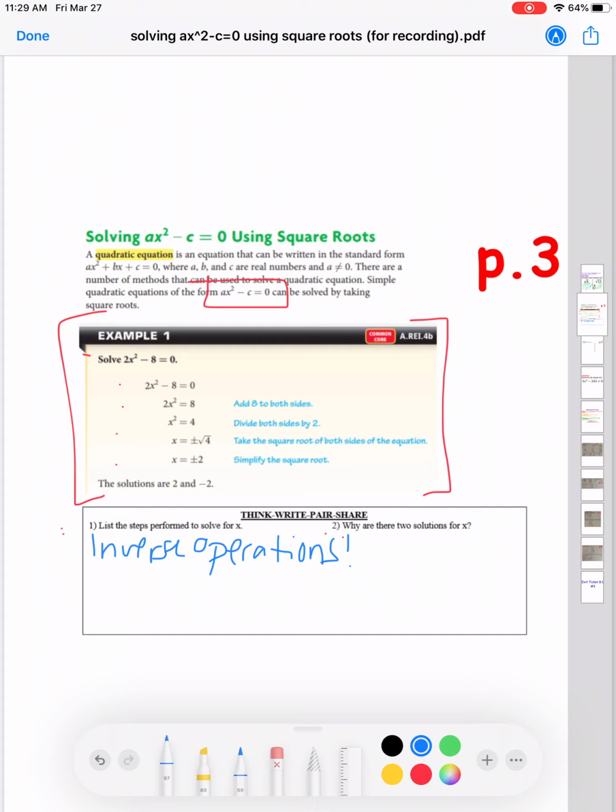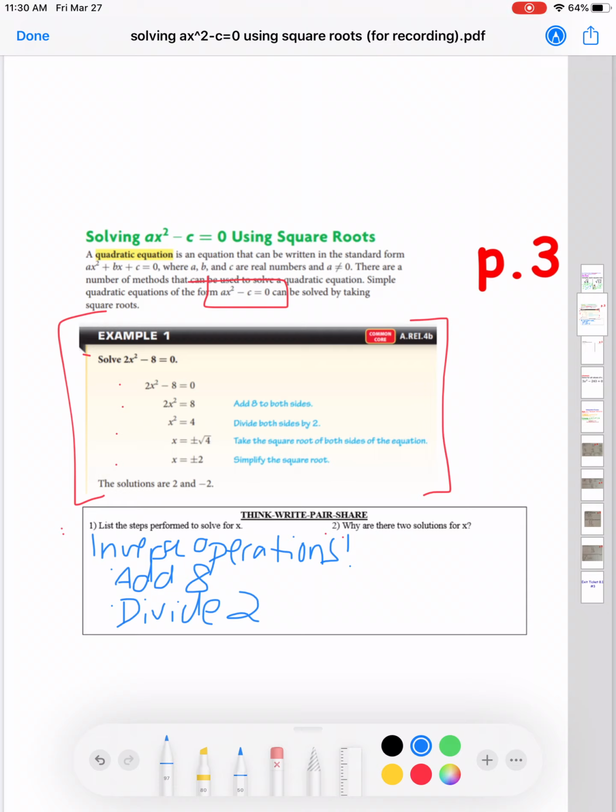The first thing that they did is they added 8 to both sides. 8 is the number that was furthest away from the x squared, so that was the first one they moved, by knowing that the opposite or the inverse of subtracting 8 was to add 8 to both sides. The next thing that they did was they divided both sides by 2 because they saw that they had 2x squared, so 2 times x squared, and that inverse operation is to divide.